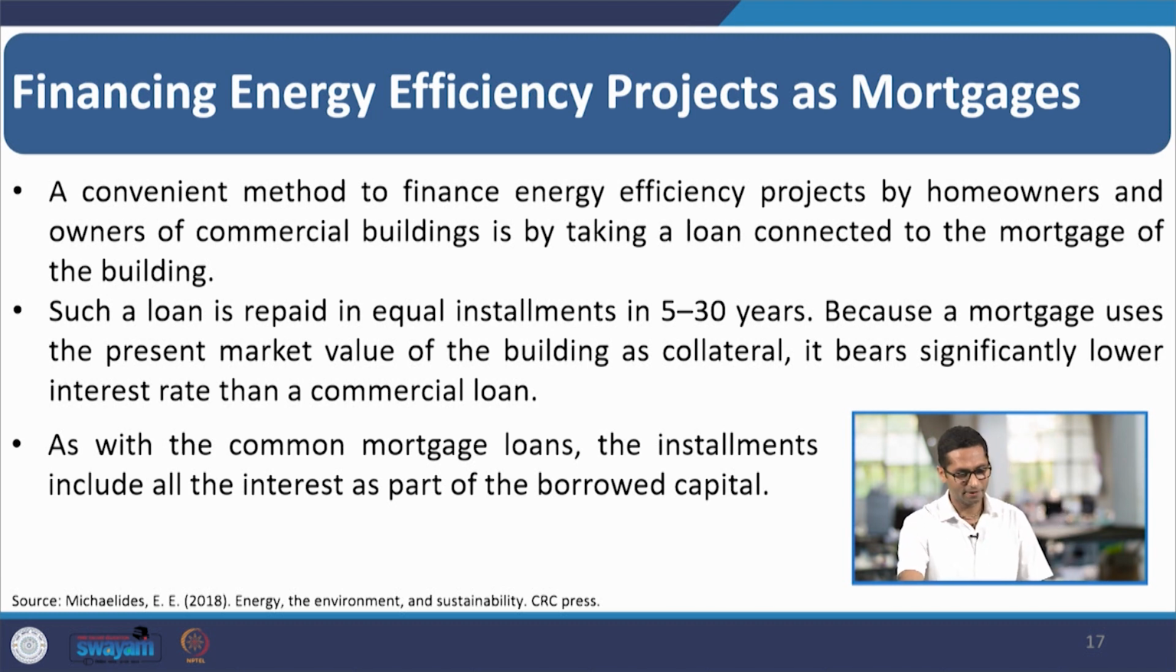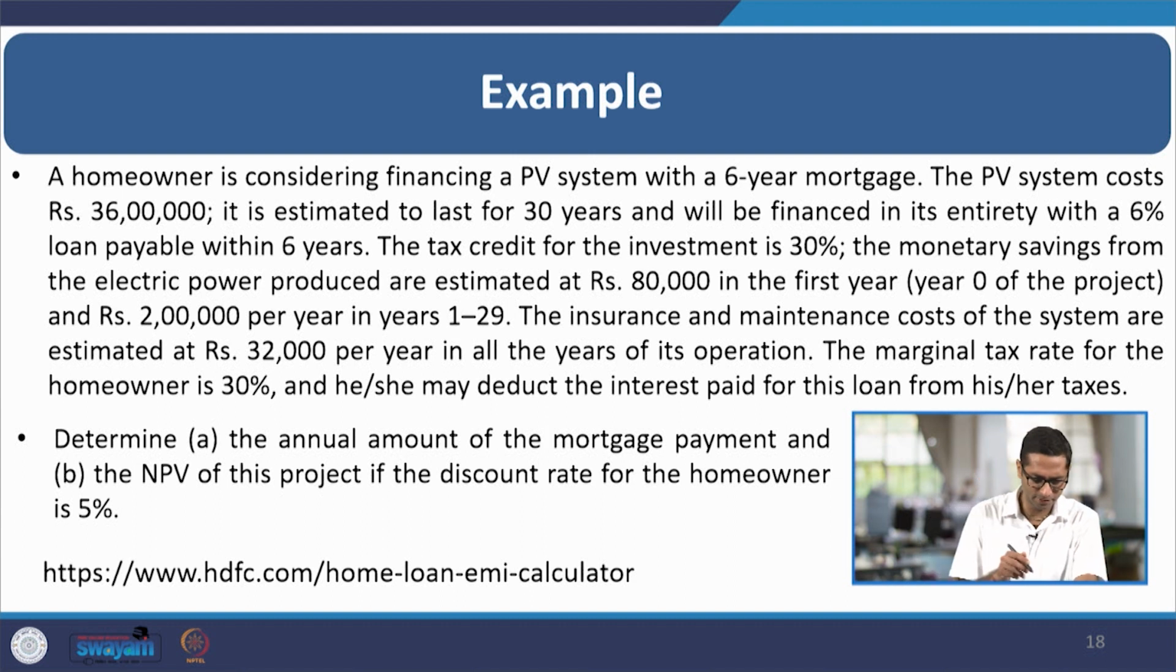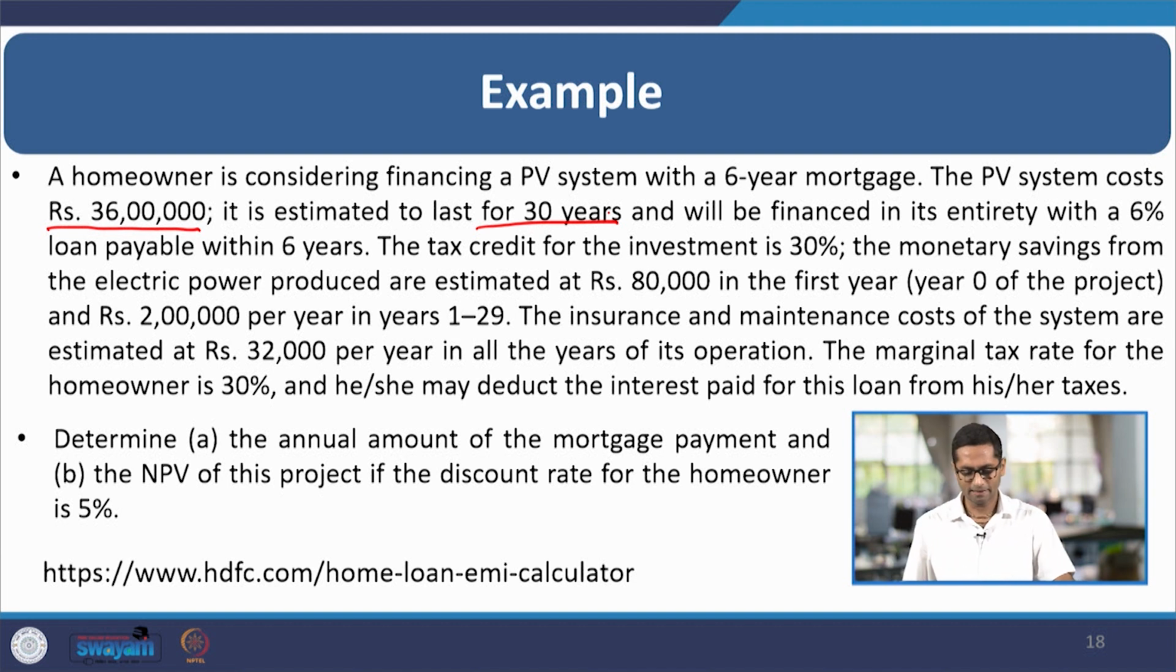So let us try to understand this example. Suppose a typical homeowner is considering setting up a PV system using a 6-year loan, and the PV system is expected to cost around 36 lakh rupees. So I am talking about a pretty decent system, and again the life is estimated to be around 30 years. The homeowner is thinking about financing the project entirely with the help of a 6% loan that is payable in 6 years.